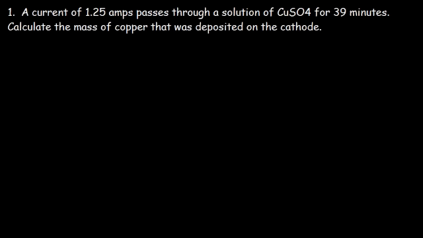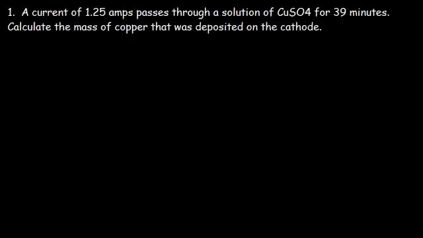So now let's work on some stoichiometry problems as it relates to electrochemistry. So here's a typical problem that you might see. A current of 1.25 amps passes through a solution of copper sulfate for 39 minutes. Calculate the mass of copper that was deposited on the cathode.